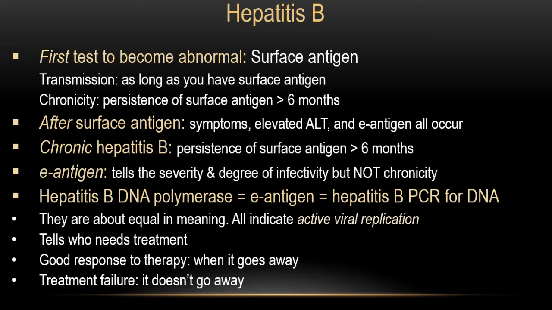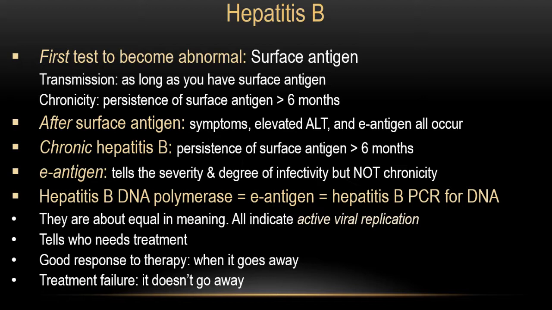this is going to be an indication for chronic hepatitis B. After having this surface antigen positive, the symptoms will develop, and the ALT will go up, and the E antigen will start to show. Chronic hepatitis B, as I said, is persistent surface antigen.